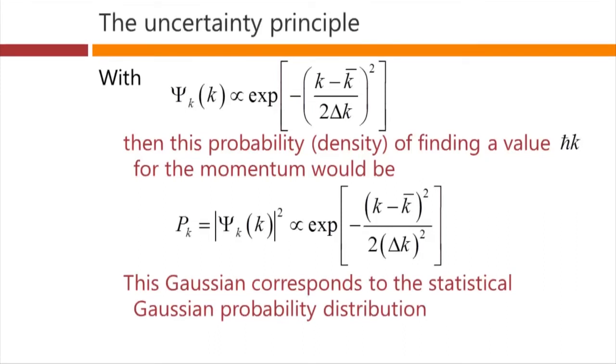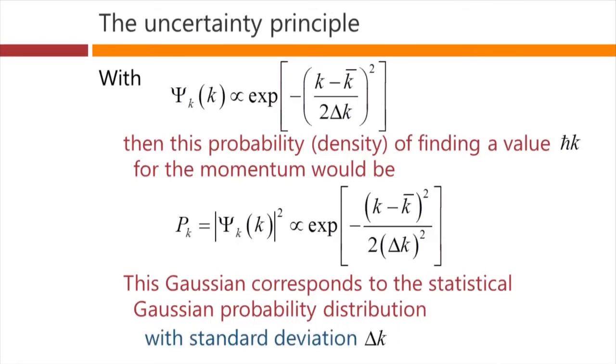And this Gaussian corresponds to the way that a statistician would write down a Gaussian probability distribution, with this parameter, delta k, being what a statistician would call the standard deviation. So this expression here is a set of probabilities that happens to be written in such a way that they look like the Gaussian distribution in statistics, with this standard deviation, which is a standard statistical term to express the width of a statistical distribution.